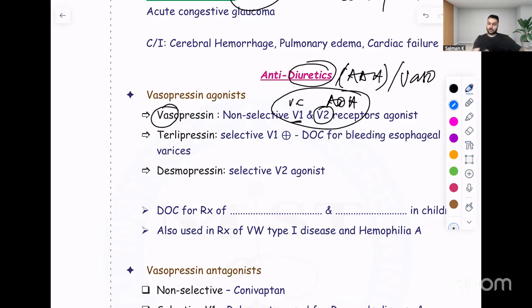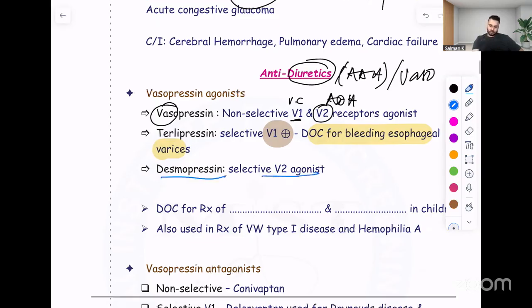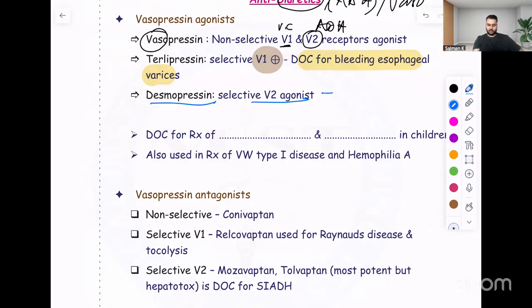Now there are drugs like that, but with selectivity in the receptor. For example, terlipressin. It works only on one receptor called the V1 receptor. This is terlipressin, and this happens to be the drug of choice for esophageal varices. Okay. Next is desmopressin. It's a V2 drug. V2 means it will save water.